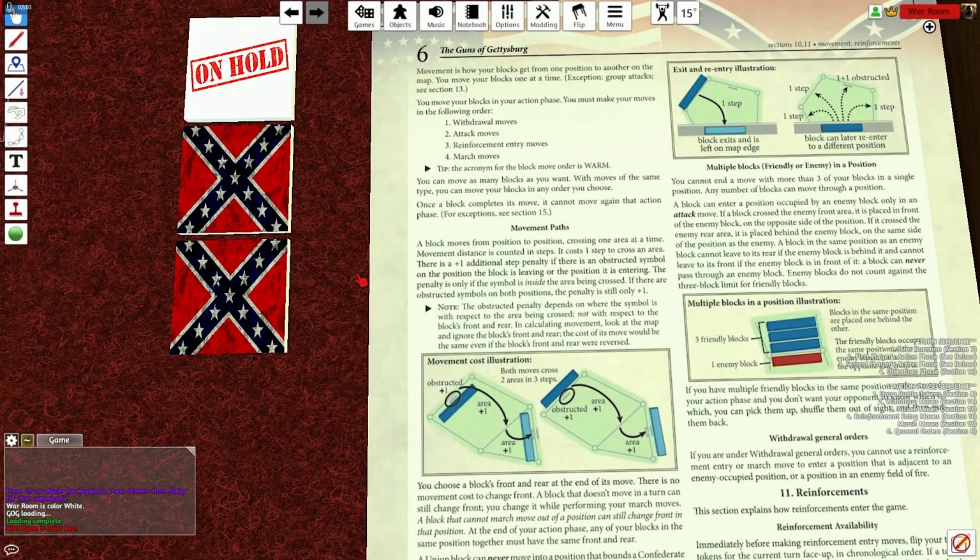So as it was explained earlier, a block moves from position to position. We understand what a position is. Crossing one area at a time. Movement distance is counted in steps. It costs 1 step to cross an area, and there is a +1 additional step penalty if there is an obstructed symbol on the position the block is leaving or the position it is entering. The penalty is only if the symbol is inside the area being crossed. If there are obstructed symbols on both sides of the position, the penalty is still only 1.